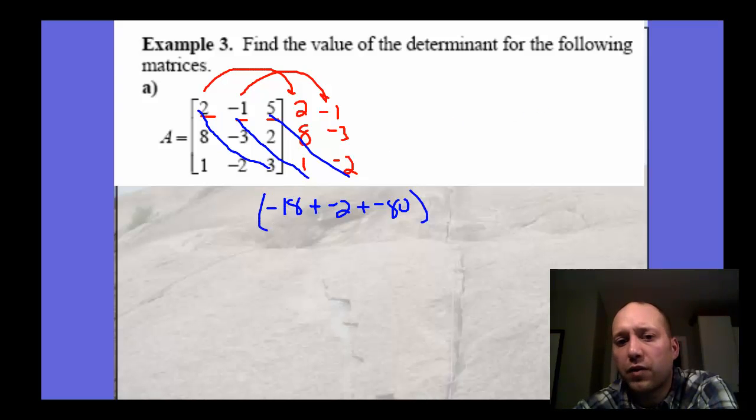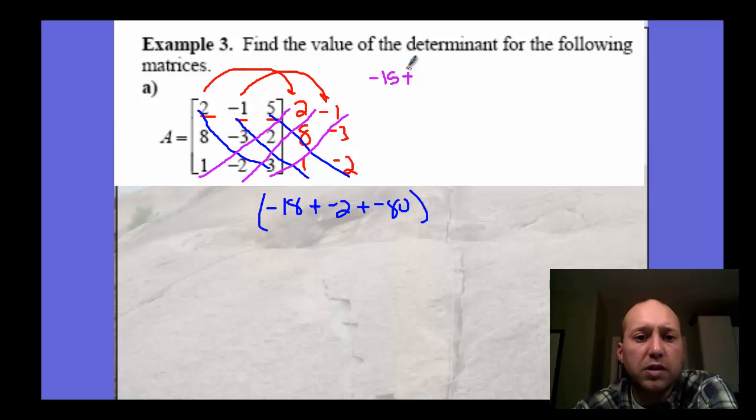Then we have to do the same thing for the upward diagonals. So 1, 3, 5, -2, 2, 2, and then 3, 8, -1. If you can see that within the same matrix without rewriting the columns, like how they wrap around, then you can use that. But let's write the upward diagonals. So 1, -3, and 5, that's -15, plus the next upward diagonal, -2, 2, and 2, which is -8. And then 3, 8, and -1, which is -24.